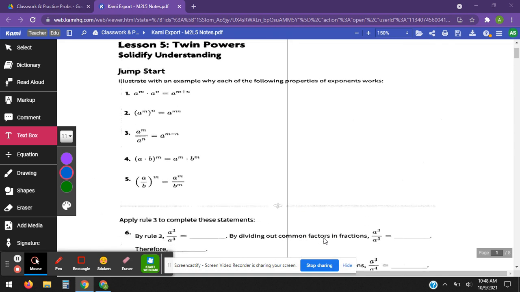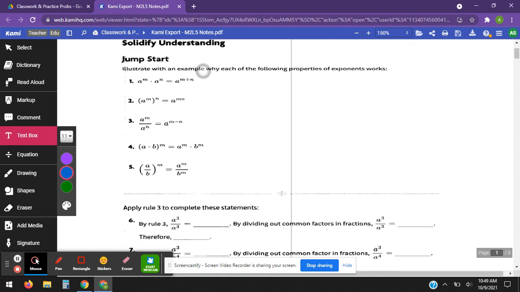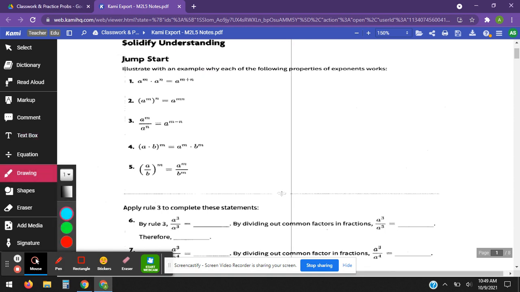So going on in here, the jump start, we want to illustrate with an example of why these work. So I'm going to do a to the third times a to the fifth. So I'm multiplying the same bases, so I'm going to add the exponents.